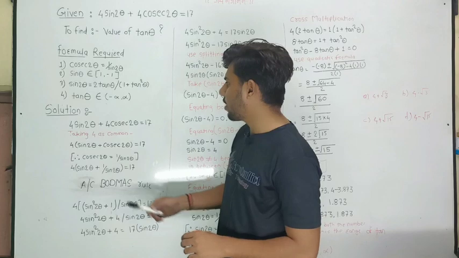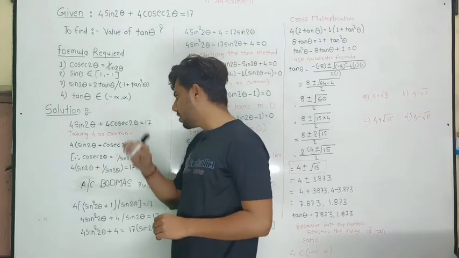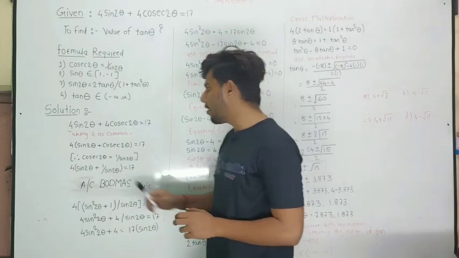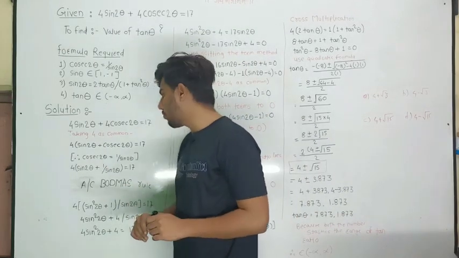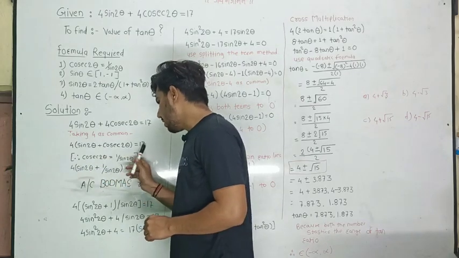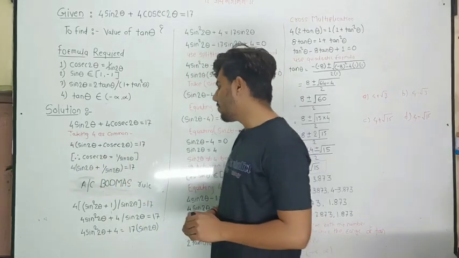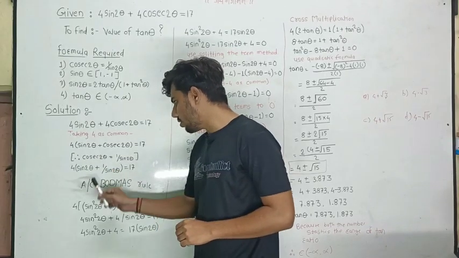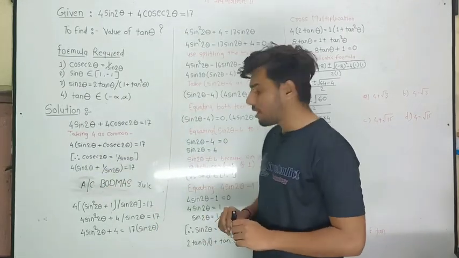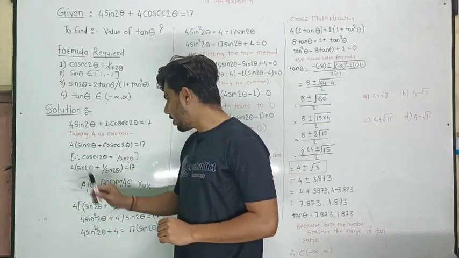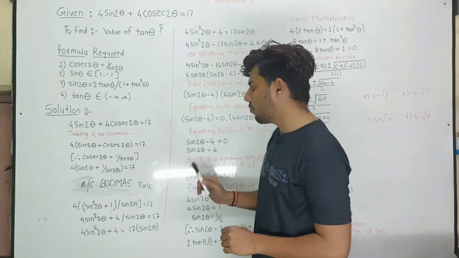Here our given equation is 4 sin² theta plus 4 cosec² theta is equal to 17. Now here we take the 4 as common. So we got 4 in bracket of sin² theta plus cosec² theta is equal to 17. Now here we use the formula of cosec² theta. So what is meant by cosec² theta? The cosec² theta is equal to 1 by sin² theta. So applying this formula, we got 4 in bracket of sin² theta plus 1 by sin² theta.